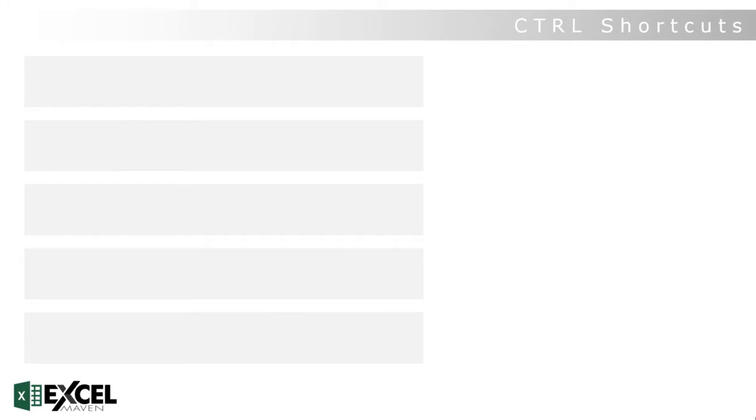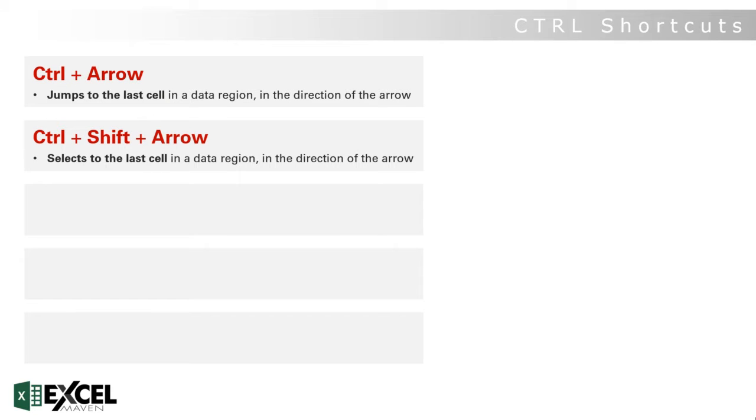I'm going to cover 5 that I use pretty much on a daily basis, starting with Control Arrow. Now, all this does is it jumps to the last cell in a data region in the direction of the arrow. Now, when you add Shift to the mix, Control Shift Arrow, that does the same thing. It jumps to the last cell in the region. It just creates a selection along the way.